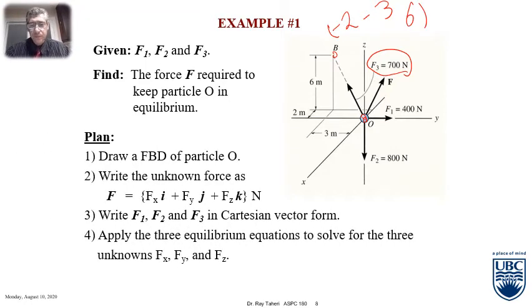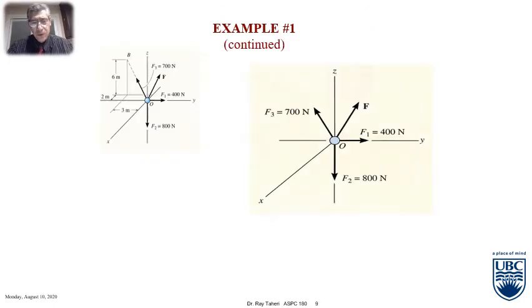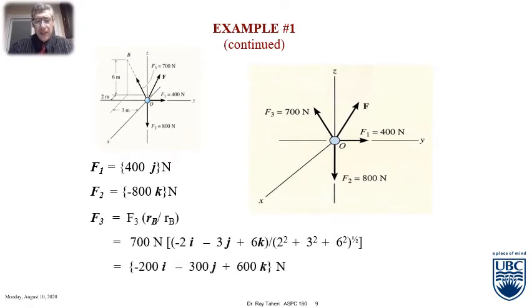So let's write these in an actual situation. These are these two forces, F1 and F2. F3, as I mentioned, you calculate, you see you have these three points, divided by the magnitude of the vector. This gives you a unit vector, multiplied by the magnitude of the vector.